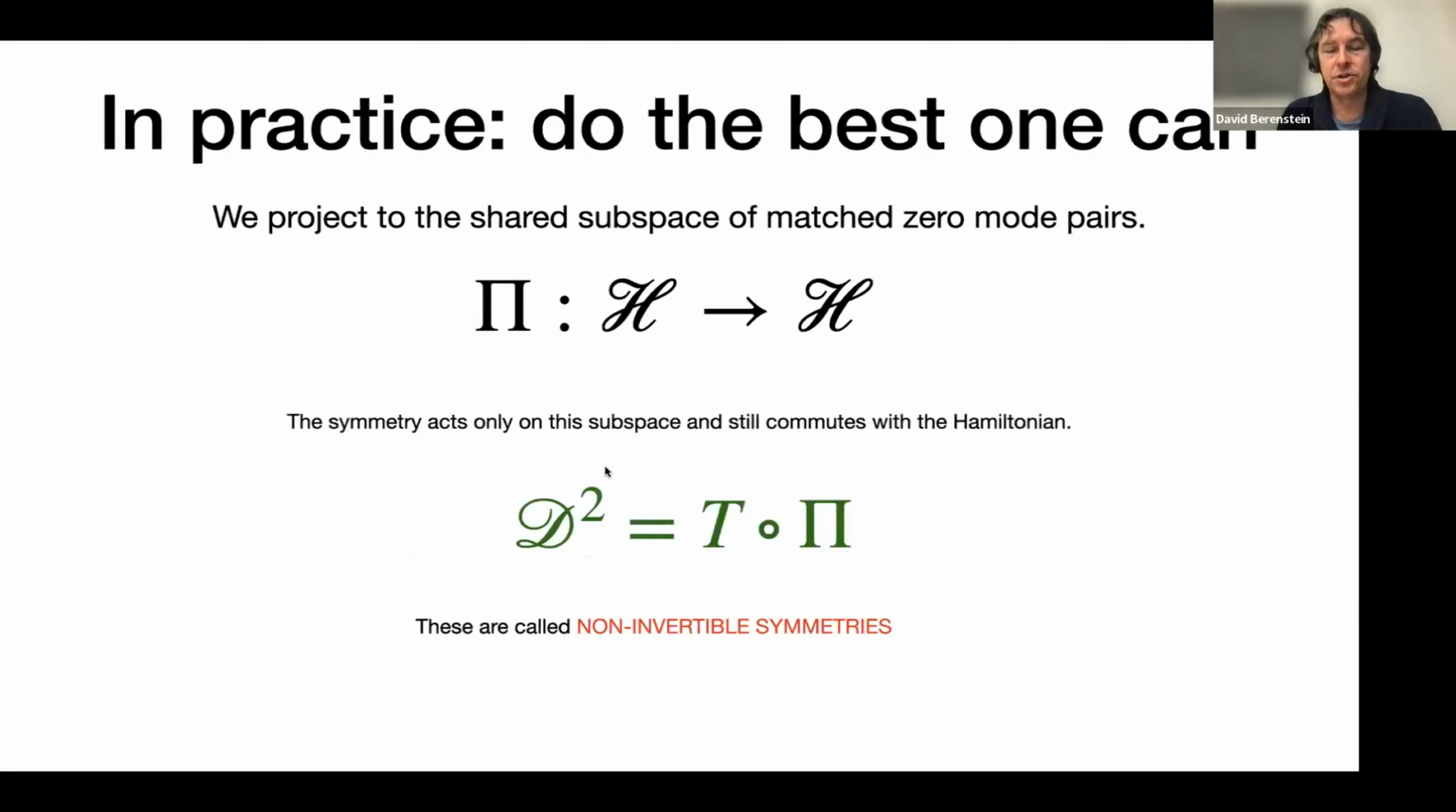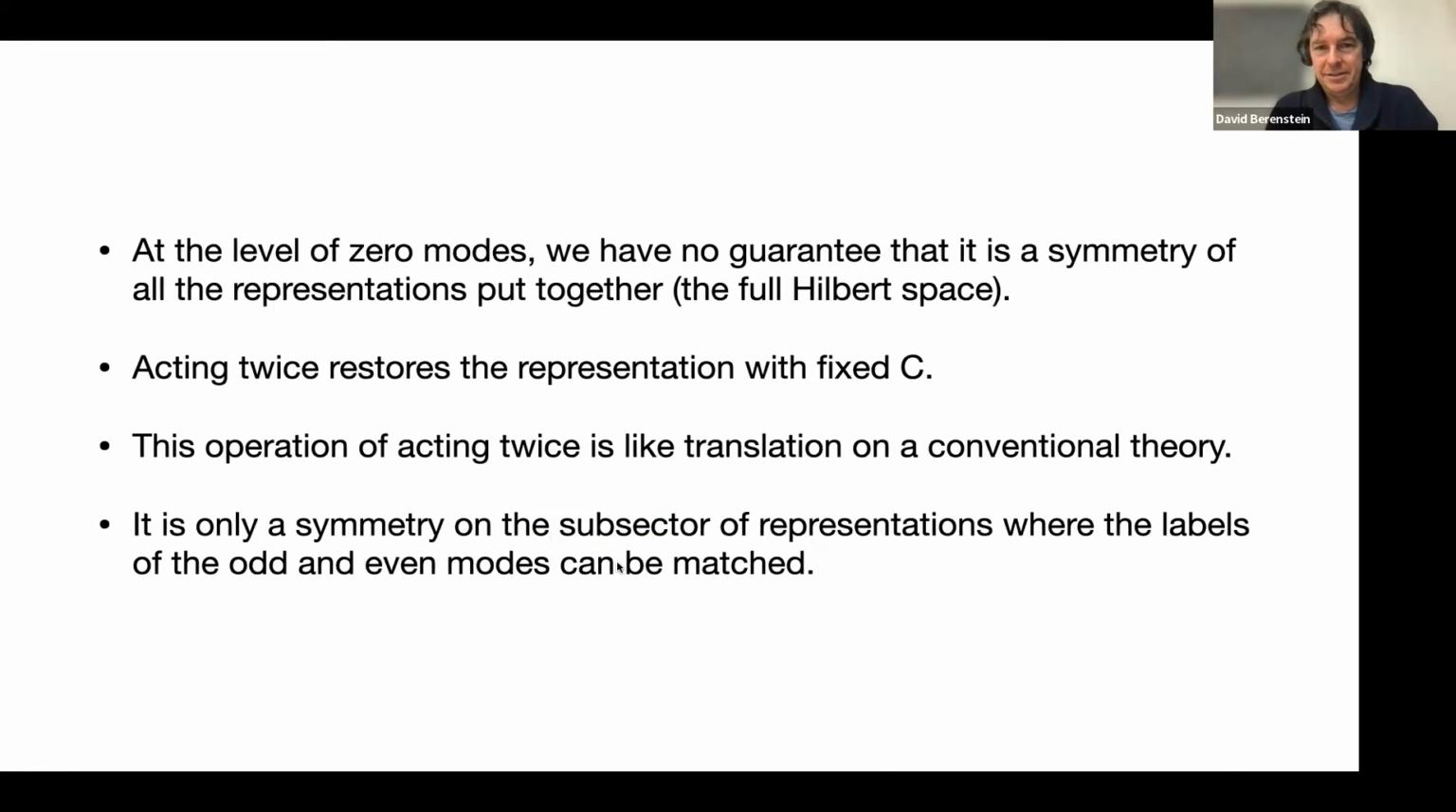And then the question is, when I swap the zero modes, the even and the odd, can I get away with anything? Well, I can make it a symmetry on the subsector representations where the pairs of C odd, C even can be matched across the aisle. So when I have pairs of C odd C even, and I have the dual pair C even C odd with the opposite order, and both of them are for some reason in my Hilbert space, I'm allowed to build a symmetry on those subsectors of representations where the labels can be matched.